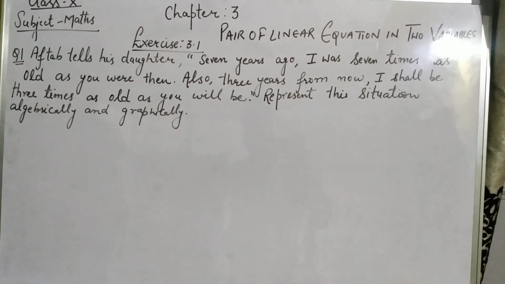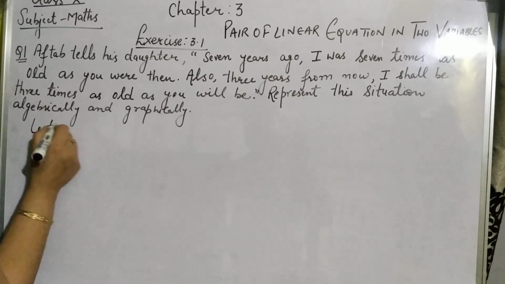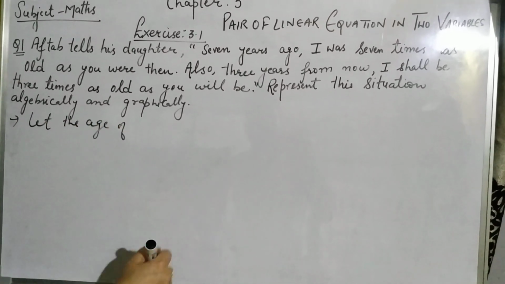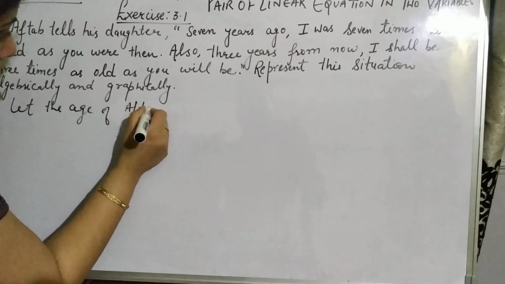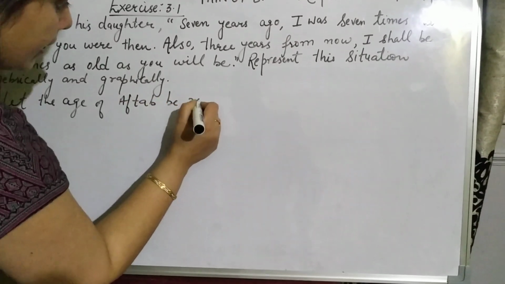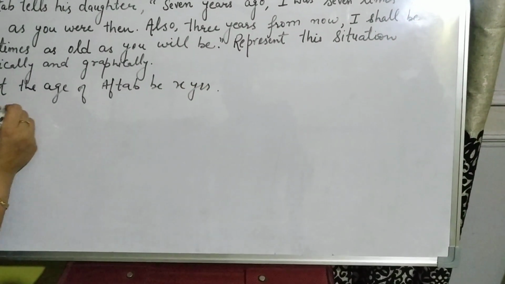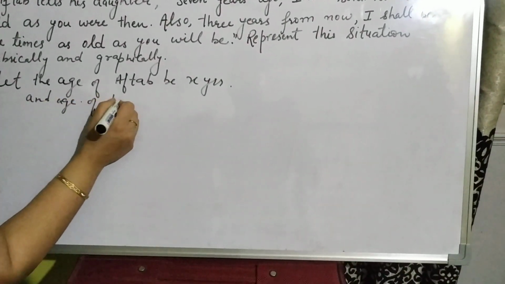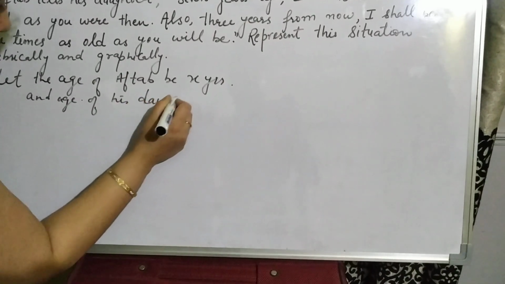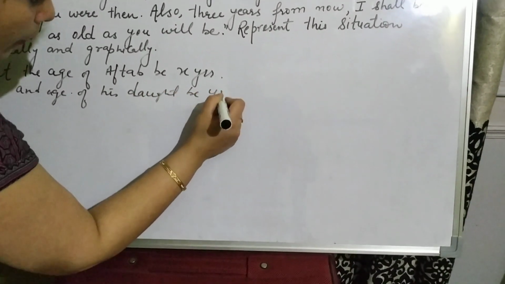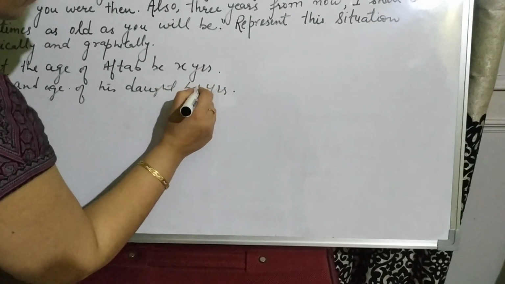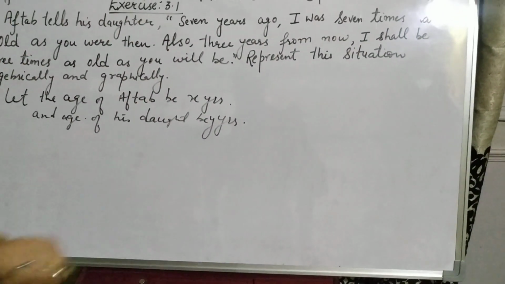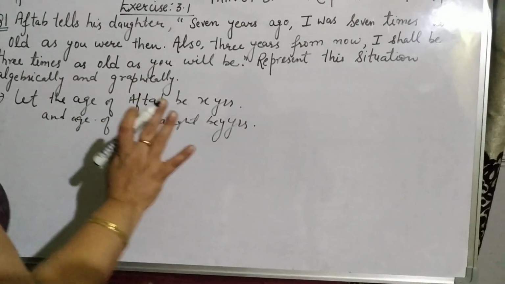For this we have to suppose, let the age of Aftab be x years and age of his daughter be y years. Right. Now again we have to find pair of linear equations in two variables. So there will be two situations.